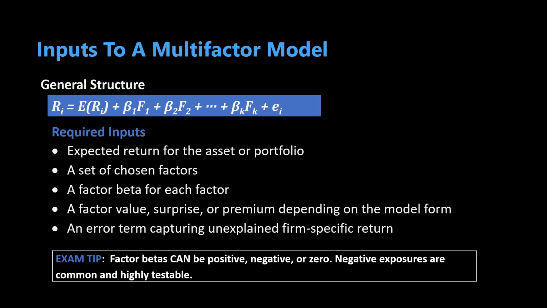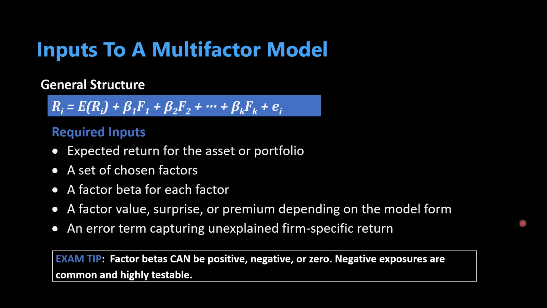A multi-factor model requires several inputs. The general structure is given here. R_i, the return of asset i, is equal to the expected R_i, or expected return, plus beta 1 times factor 1, plus beta 2 times factor 2, plus all the way to beta K times factor K. This compact form helps you see the building blocks of the model clearly.